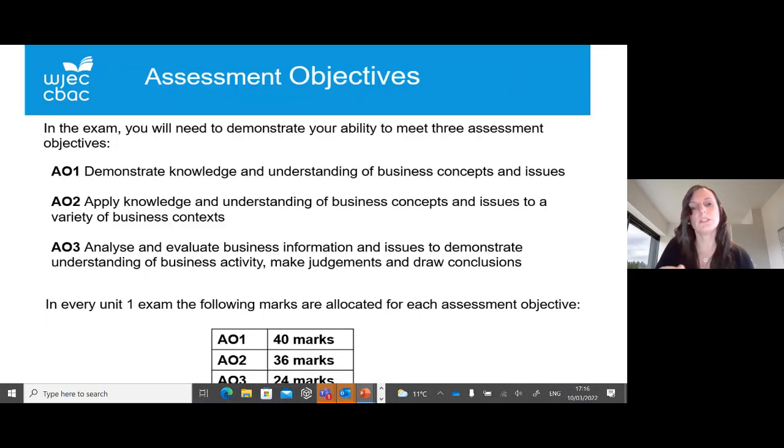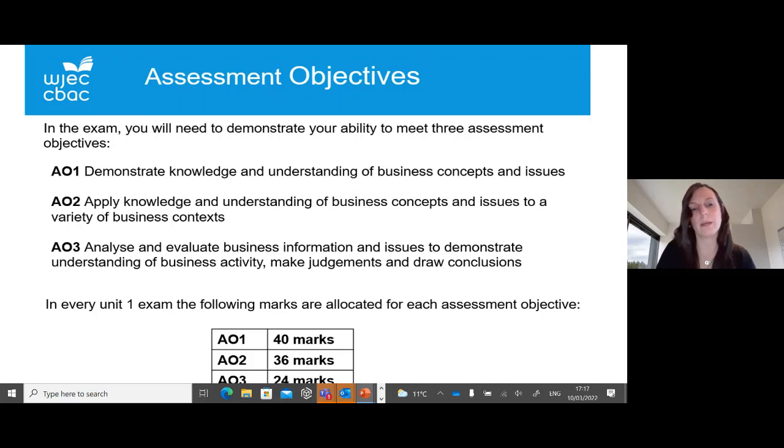Okay, so just wanted to come first of all to the exam questions and the AOs, AO1, AO2 and AO3, because I think it's really important to know what you're going to be getting marked on. In the exam, AO1 is your demonstration of knowledge, and that's quite often the shorter answer questions. AO2 is applying your knowledge and understanding of business concepts and issues to a variety of business contexts.